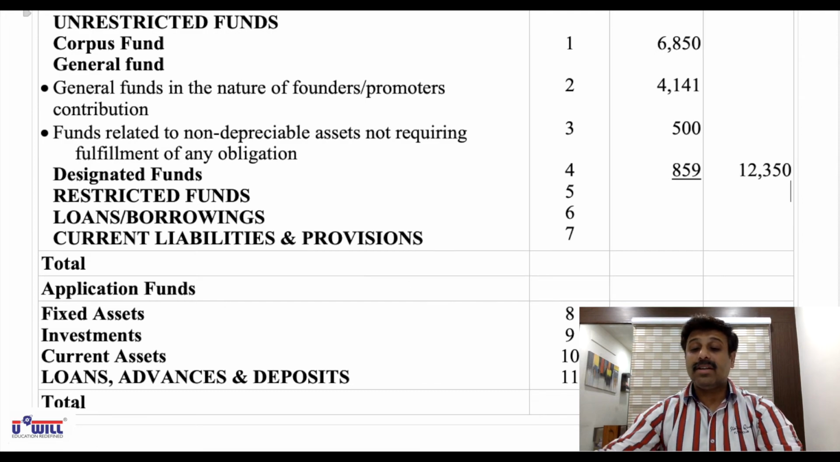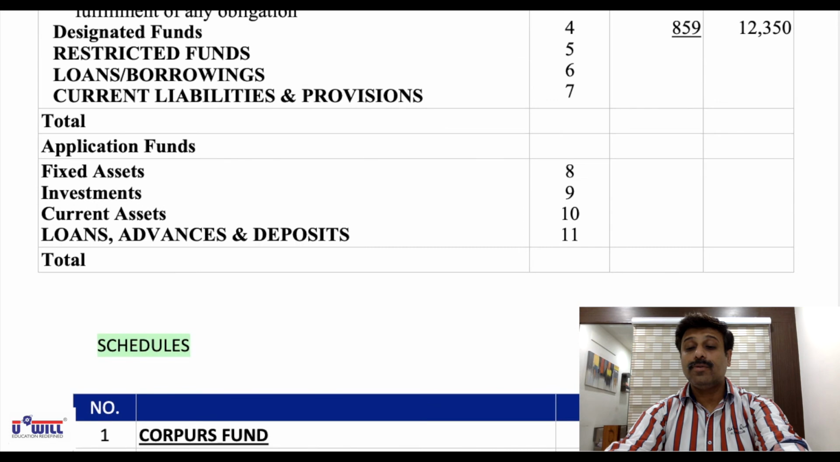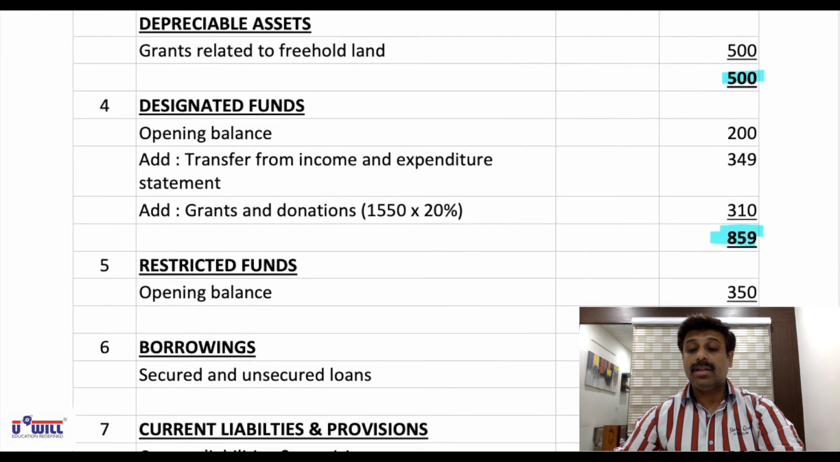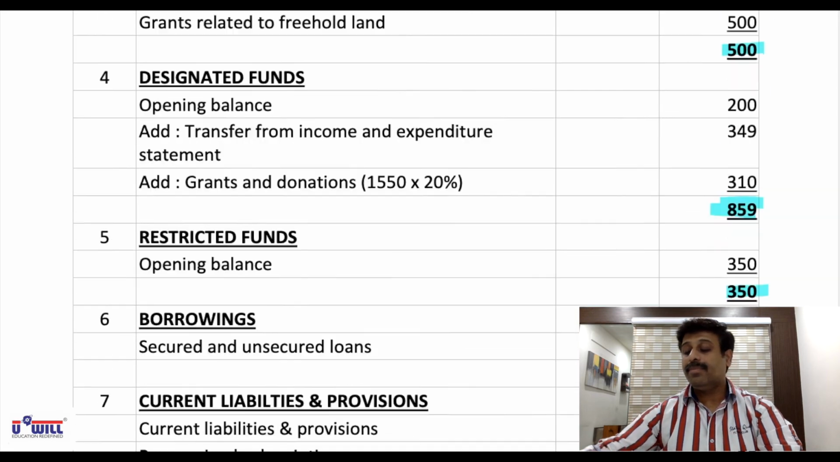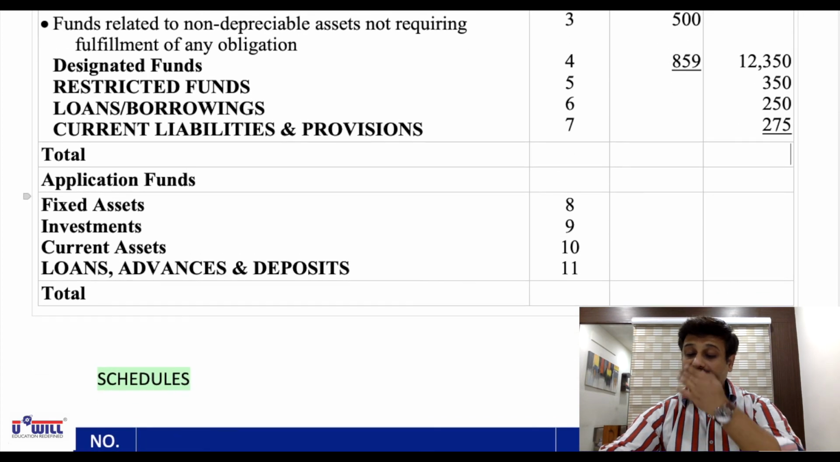Then restricted funds, we have done the schedule number 5, that is 350, and borrowings 250. Okay, 350 and 250. And current liabilities and provisions, we have done the next schedule, 275. Current liabilities and provisions 275. Now we can get the total: 12350 plus 350 plus 250 plus 275, 13225.